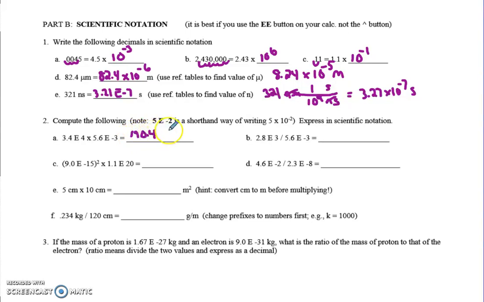190.4. And I want to do two things. One, I want to round it to 2 sig figs because this has 2 sig figs, this has 2 sig figs, so I want to round this to 2 sig figs. So 1, 2, so I want to round it to 190. And then I want to put it in scientific notation. So 1.9, and I'm moving the decimal 2 places. So this is 10 to the 2.